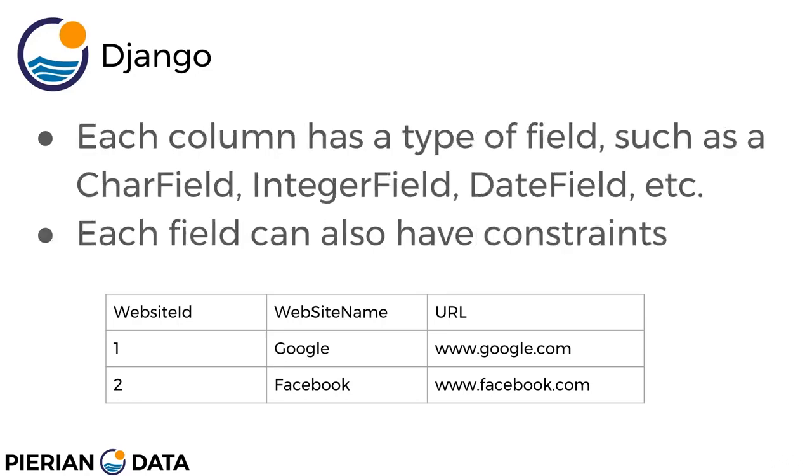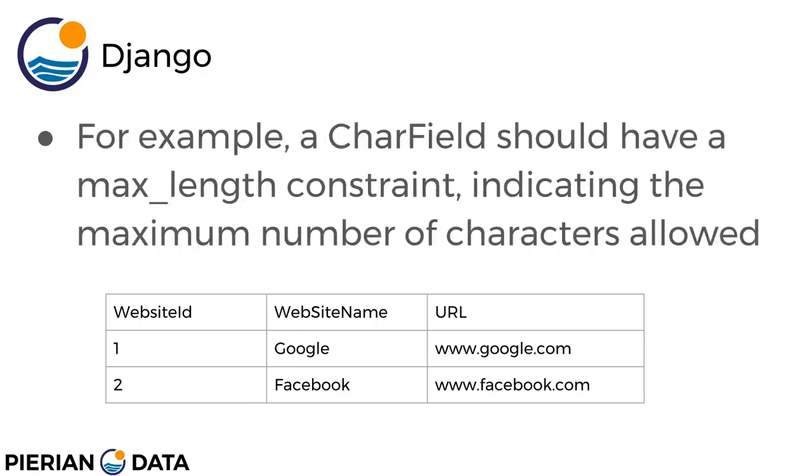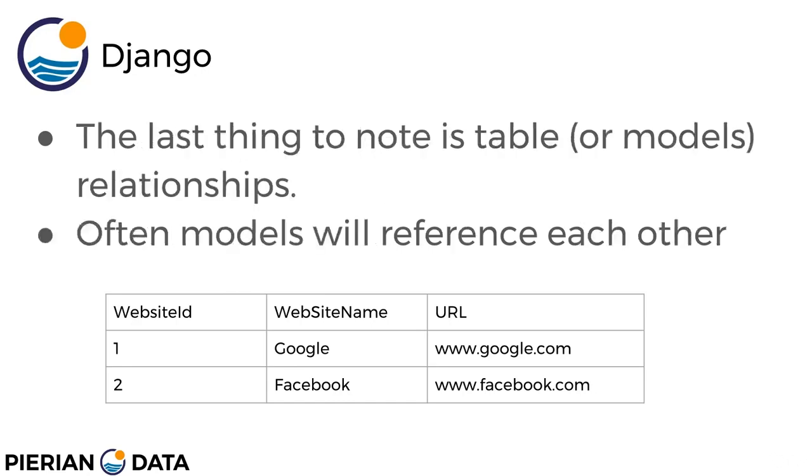Each column has a type of field as well, such as a character field, an integer field, or a date field. And each field can also have constraints. Here we have website ID, and that's an integer field. Then we have website name, that's a character field, etc. For those kinds of constraints, for example, the character field should have a max length constraint, indicating the maximum number of characters allowed. So you have the type of field and then constraints on that field.